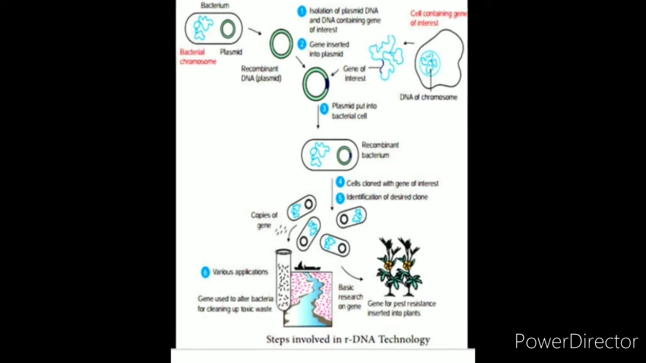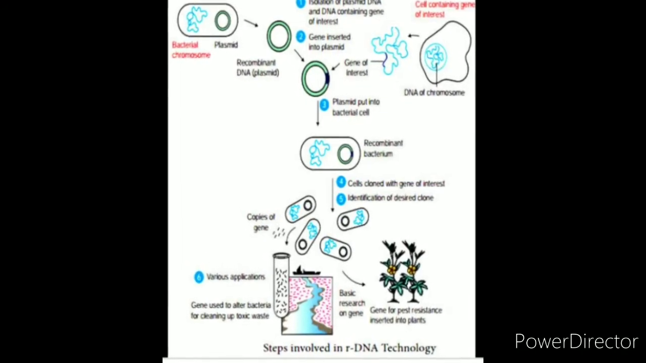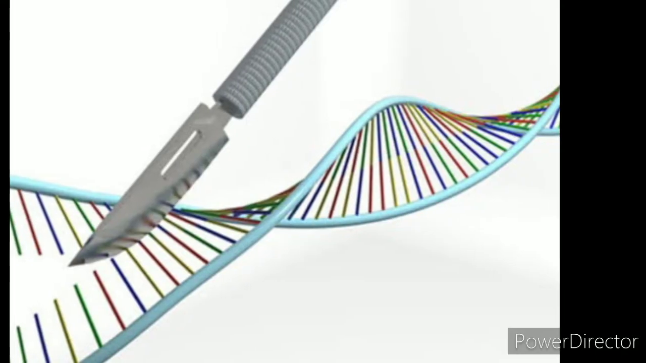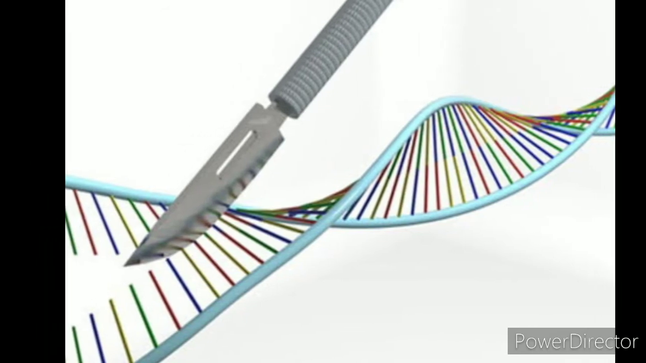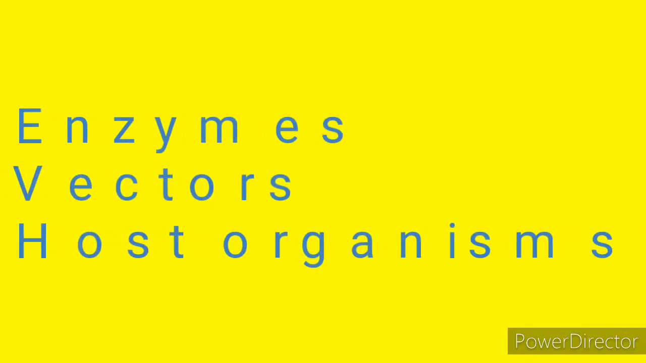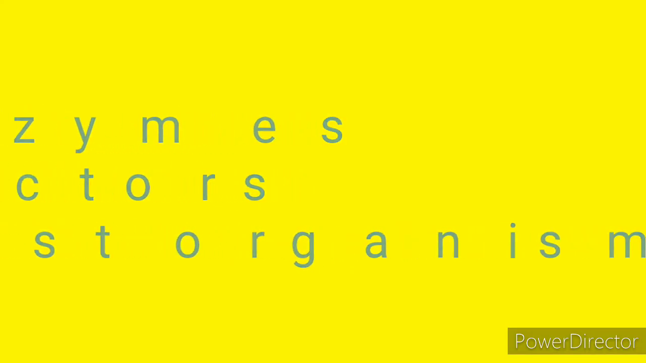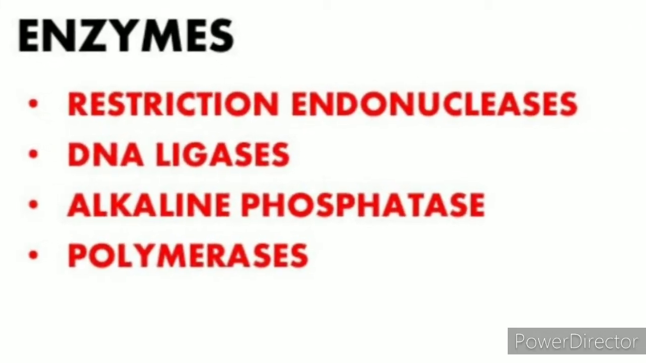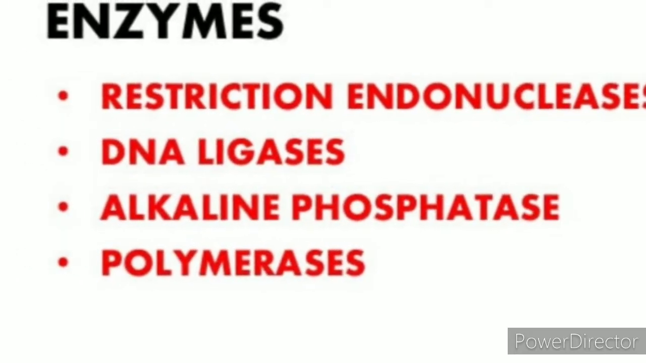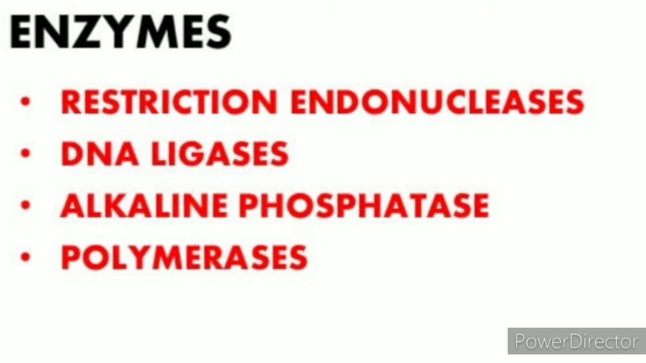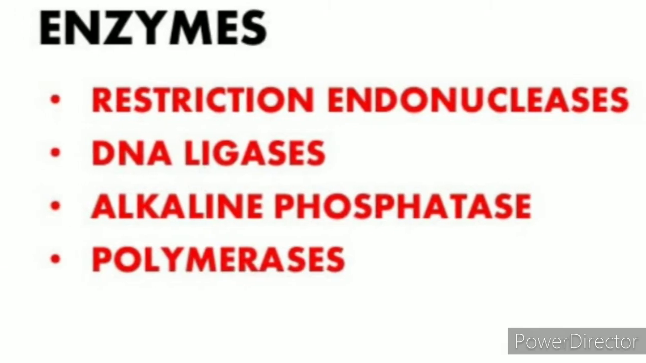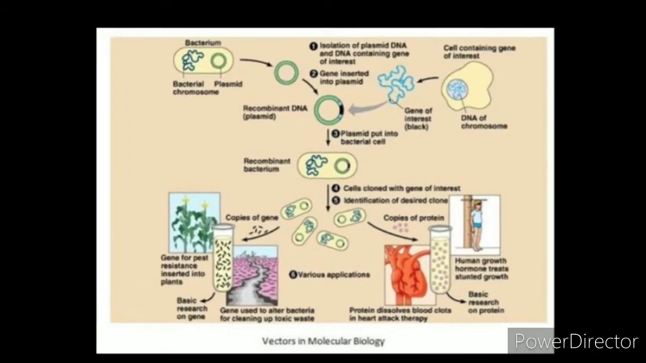In the previous session, we discussed the steps involved in recombinant DNA technology, and we also learned the tools involved in the genetic engineering process. What are the basic tools? The enzymes, vectors, and host organisms, isn't it? In that we discussed different kinds of enzymes, especially restriction enzymes, DNA ligase, and alkaline phosphatase. Today we shall learn about another two important tools, vectors and host organisms.